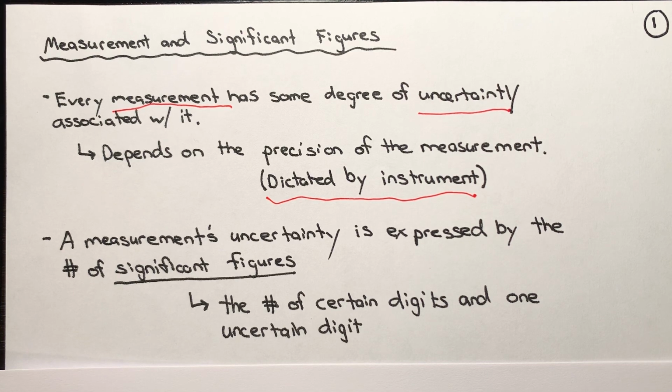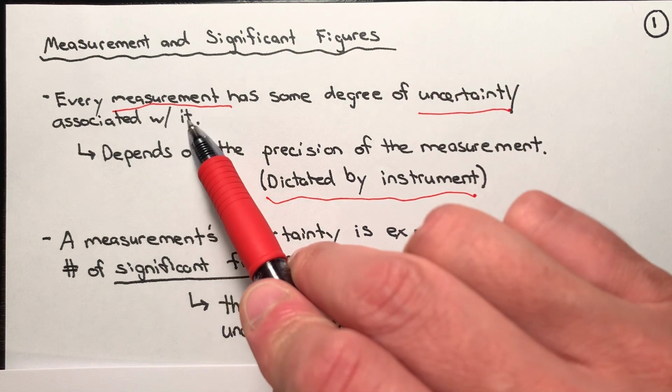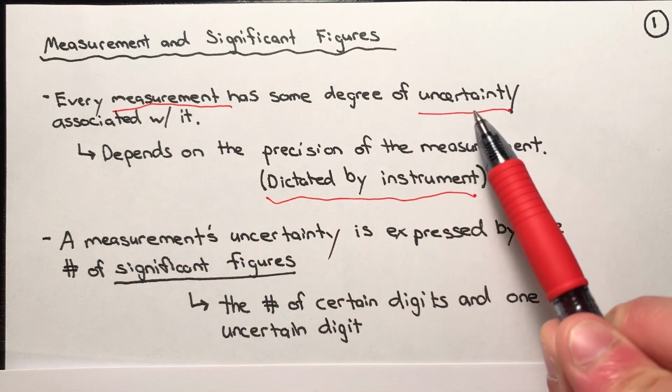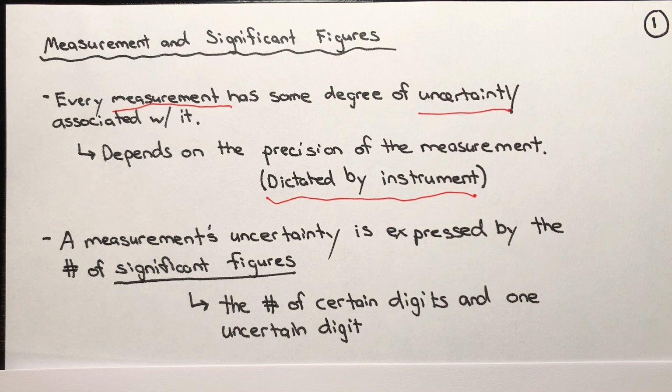Guys, this next video is going to be on measurement and significant figures. So we say that every measurement has some degree of uncertainty associated with it. This is going to depend on the precision of the measurement, and this is ultimately dictated by the instrument. You can imagine that a $5 graduated cylinder probably doesn't measure volume as well as, say, a $50 graduated cylinder.